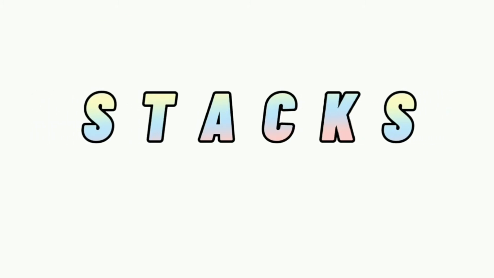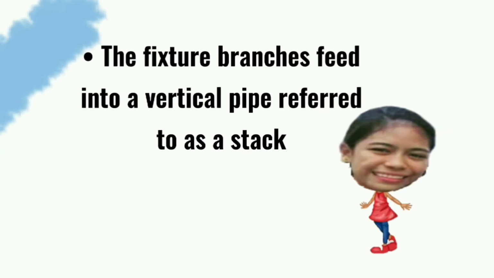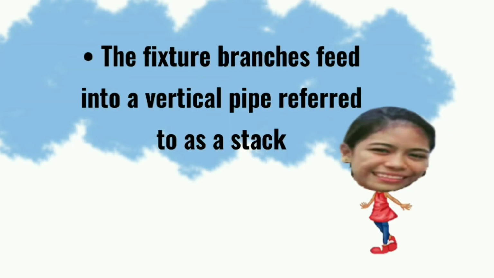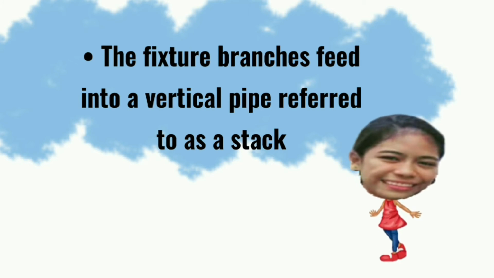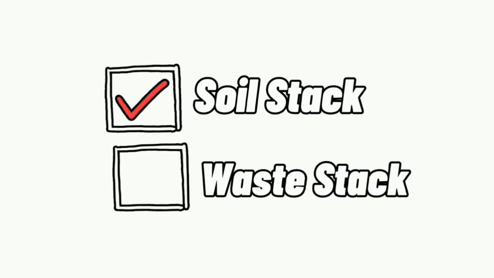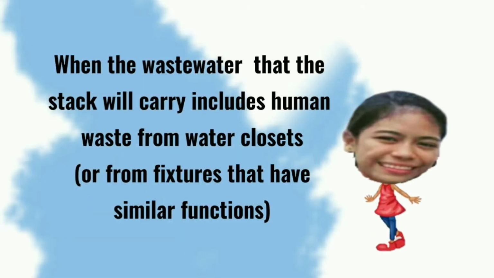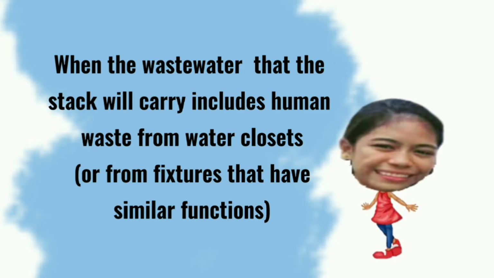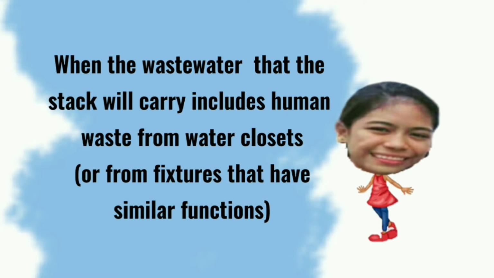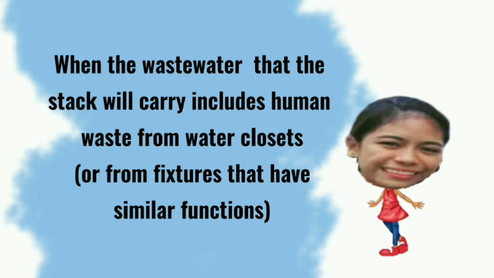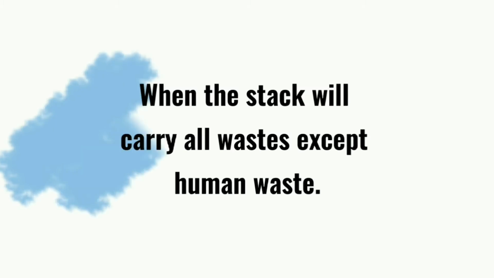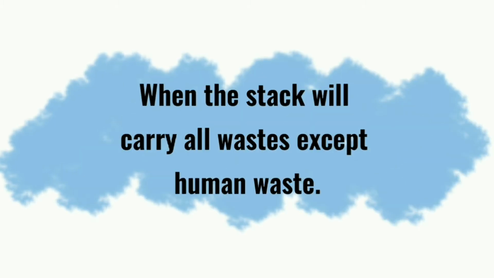Number 4. Stacks. The fixture branches feed into a vertical pipe referred to as a stack. We have two kinds of stack: soil stack and waste stack. The first one is soil stack. It is when the wastewater that the stack will carry includes human waste from water closets, or from fixtures that have similar functions. While waste stack is when the stack will carry all waste except human waste.